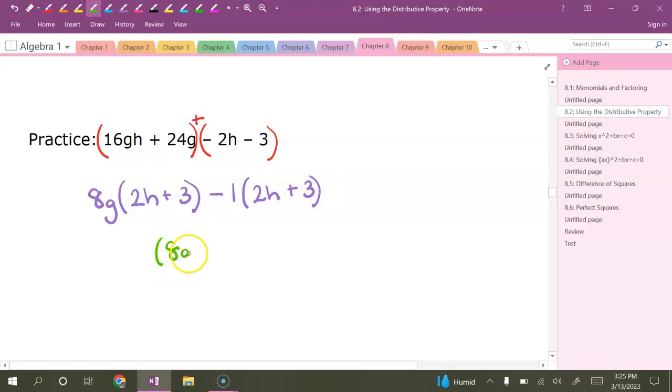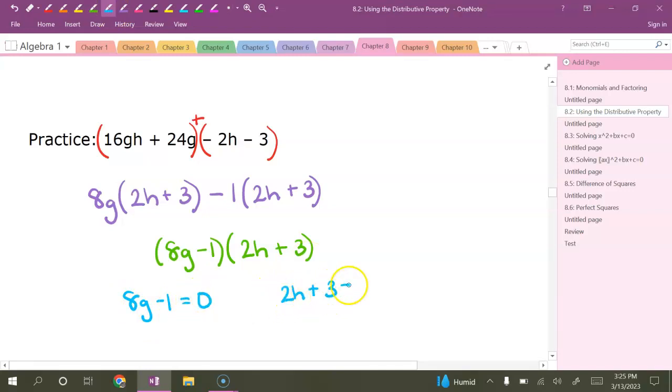So then I have 8g minus 1, 2h plus 3. So there's my factors. Then I set them each equal to 0. And then again, when you solve, you should have gotten 1 over 8 for the first one, and negative 3 over 2 for the second one.